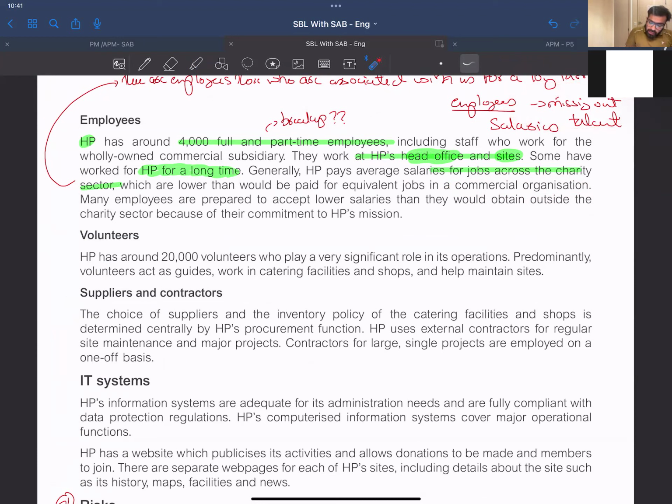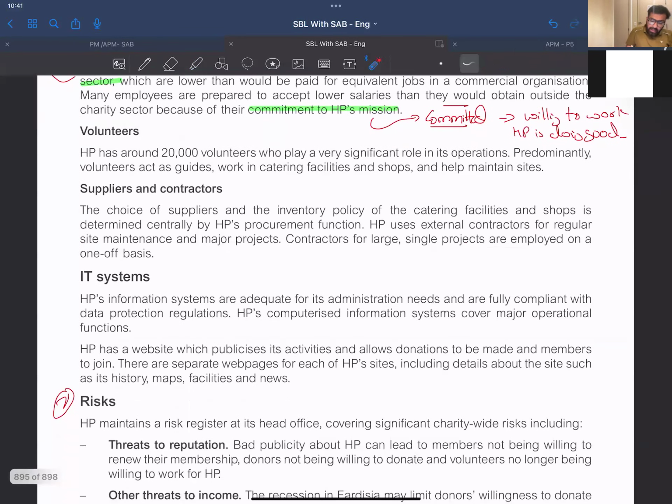Now, many employees are prepared to accept lower salaries than they would obtain outside the charity sector because of their commitment to HP's mission. Committed means they are willing to work. Why? Because they think that HP is doing good. And there might be some employees who have a general affiliation with those places. If a historic place belongs to my ancestors, I would play a vital role in the employment at HP because I know they are going to protect that place that belongs to me.